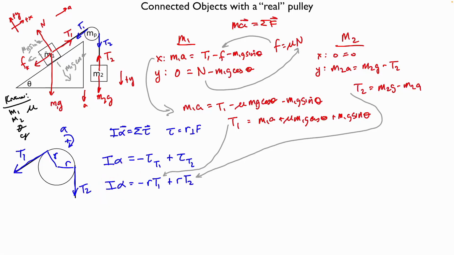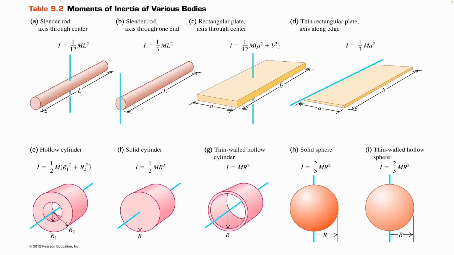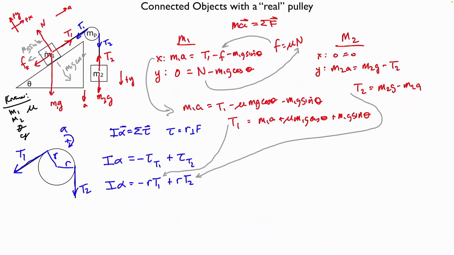I've got to deal with my I alpha. What is that the moment of inertia of? It's the pulley, isn't it? So how do I find the moment of inertia of a pulley? Not mr squared. Probably this. Almost every pulley is going to be like a disc. It's not going to be hollow, right? There's got to be spokes and things in it. So we'll use the solid cylinder for this one.